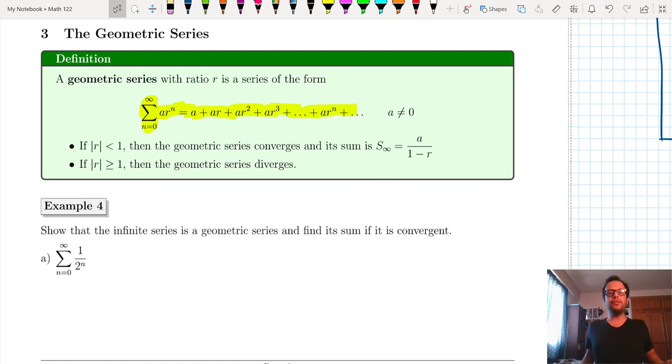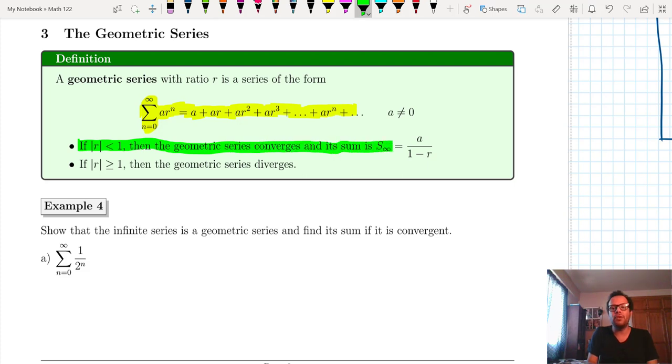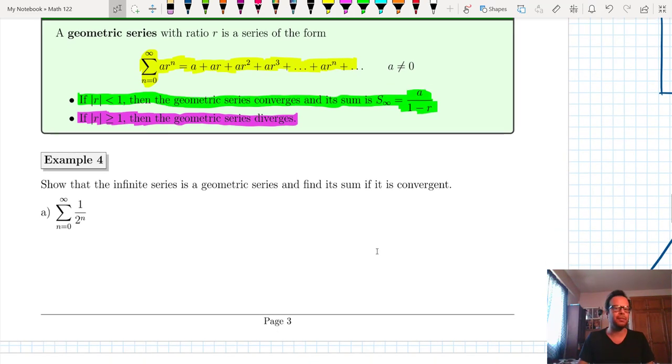Okay, so how are we going to tell whether a geometric series converges or diverges? We are going to look at the value of r, that is the number inside of the exponent. If the absolute value of r is less than 1, then the geometric series converges, and we can find the infinite sum using this formula. Otherwise, if the common ratio r is greater than or equal to 1, then the geometric series diverges. And we're done. We don't do anything else. I'll show you some examples.